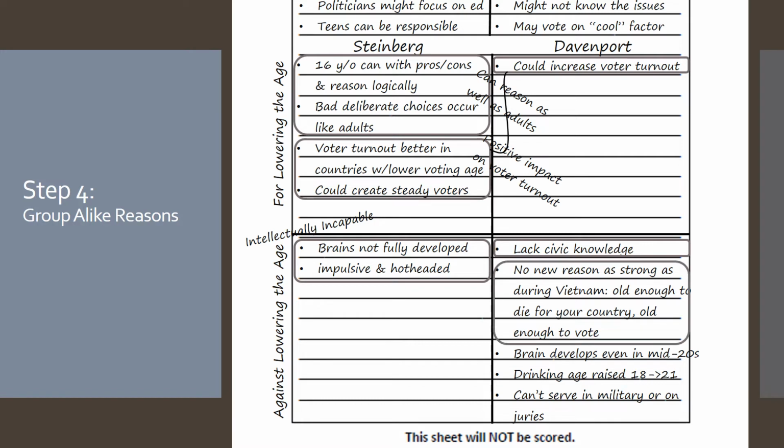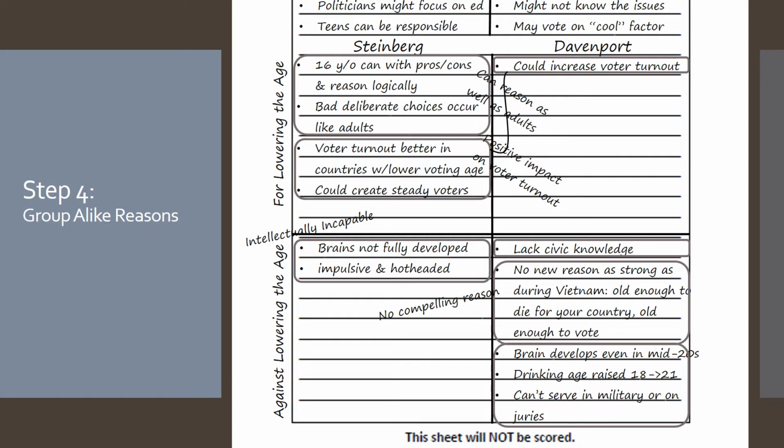Now, the next one doesn't have anything to go with it either. It says there's no new reason as strong as during Vietnam. If you're old enough to die for your country, you're old enough to vote. So when I rephrase that, I'm just going to say that there's no compelling reason to lower the voting age. And then I could discuss why we lowered it the last time.